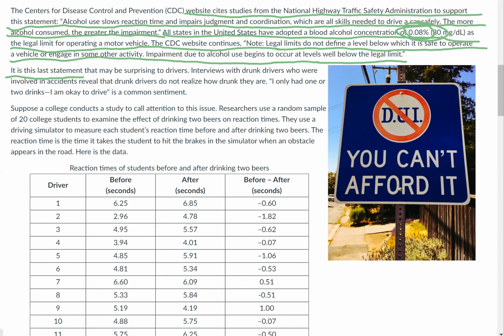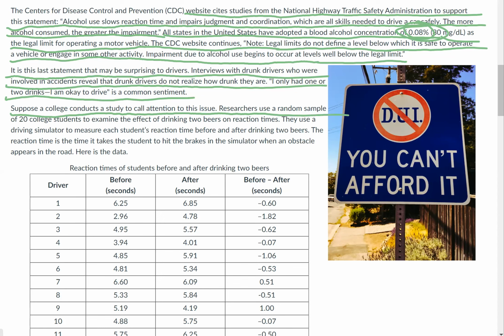It is this last statement that may be surprising to drivers. Interviews with drunk drivers who were involved in accidents reveal that drunk drivers do not realize how drunk they are. "I only had 1 or 2 drinks, I'm okay to drive" is a common sentiment. Suppose a college conducts a study to call attention to this issue. Researchers use a random sample of 20 college students to examine the effects of drinking 2 beers on reaction time. They use a driving simulator to measure each student's reaction.